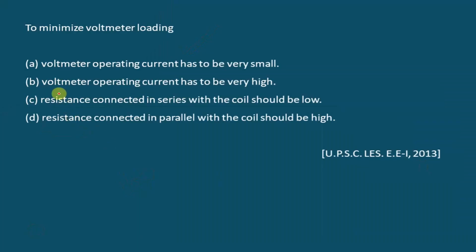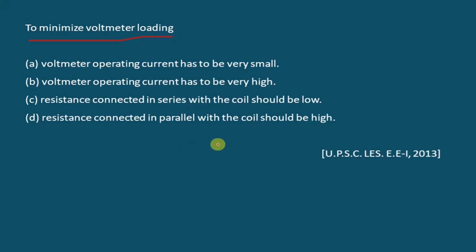The question here is asking, to minimize voltmeter loading, what do we have to do? So what do you mean by voltmeter loading? Basically, the voltage drop or the current difference which occurs due to using a voltmeter across the load is called the voltmeter loading, which is equal to the loading effect. The more loss happening in the voltmeter, that is the loading. So how can we minimize that loading?